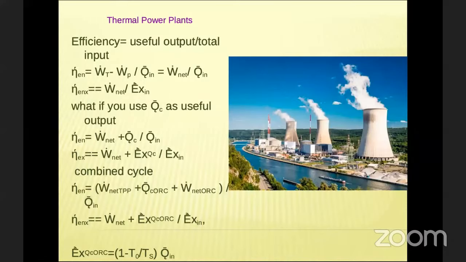And in a combined cycle also, the condenser waste heat is used once again, for example in an organic Rankine cycle. Like this, if you add all the outputs from the power plants, all will come as output in the numerator divided by the given heat input. Okay.